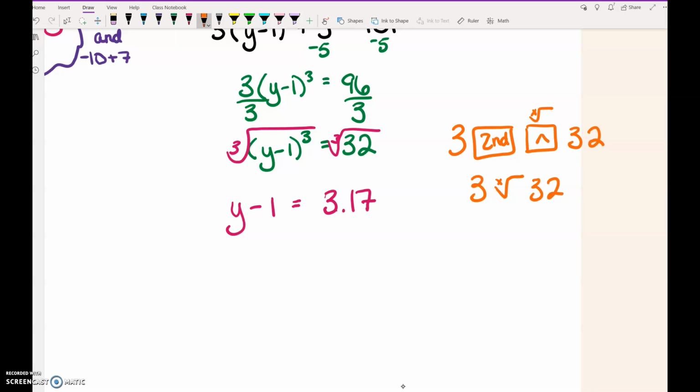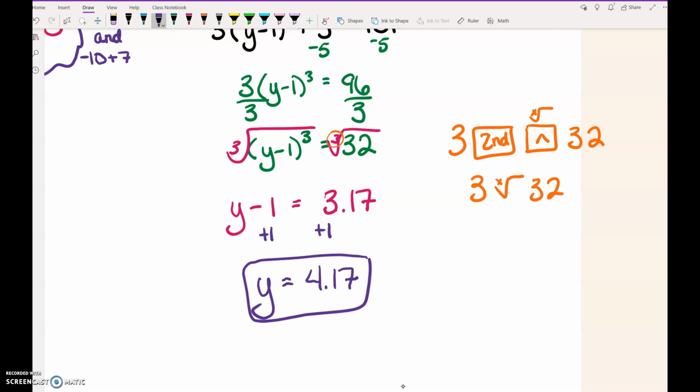Okay, so we got 3.17. Do we need a plus minus in front of it? No, because it was an odd index. Our final step would be to add 1 on both sides. So our answer is 4.17.